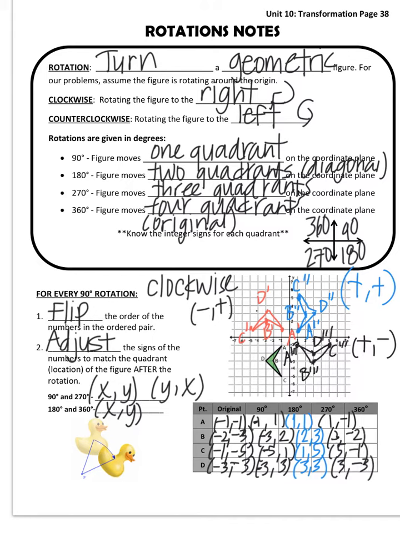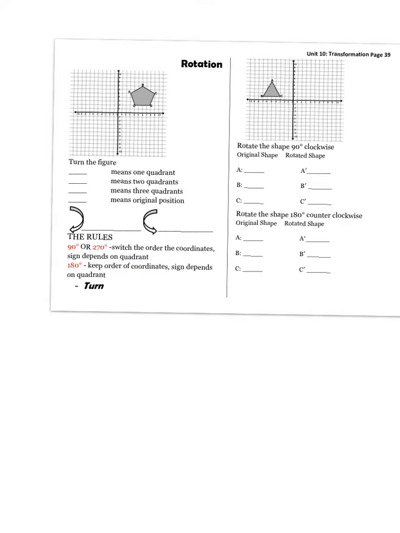Okay, finally it says 360. That's just the original ordered pair again. So negative 1, negative 1. Sorry, I'm running out of room here. Negative 2, negative 3. Negative 1, negative 5. And negative 3, negative 3. Okay, so again, 90 degrees is one quadrant, 180 degrees is 2, 270 degrees is 3, and 360 is the original.